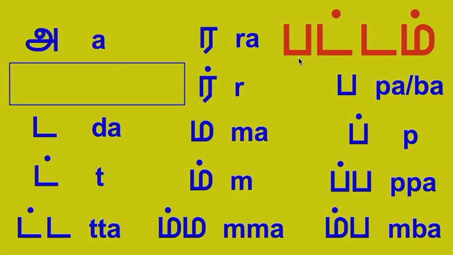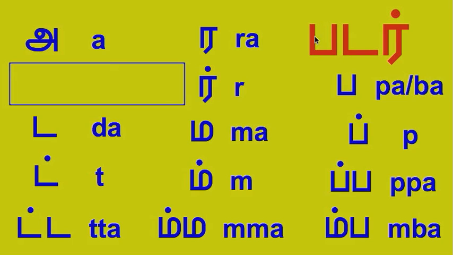Next word. So the first letter is either pa or ba. Because this letter is at the very beginning of the word, it's going to have the pa sound. Pa, it, ta, this combination here, ta. And the last letter, im. Patam, patam. So patam has a couple of meanings. One is kite, and another one is a type of plaque or certificate.